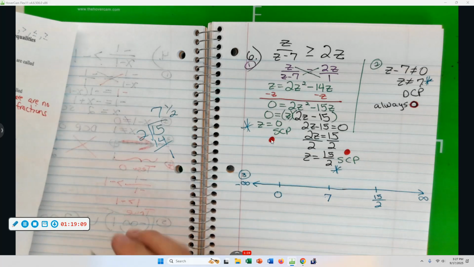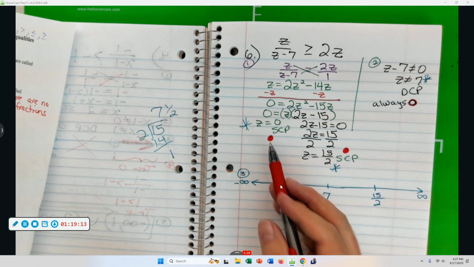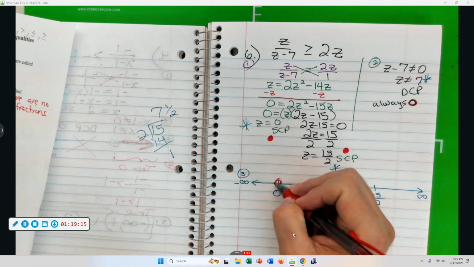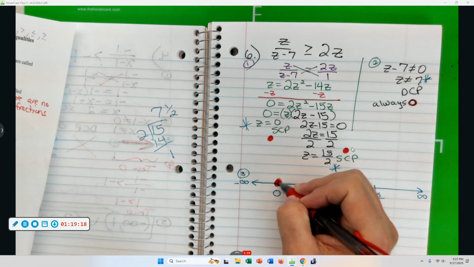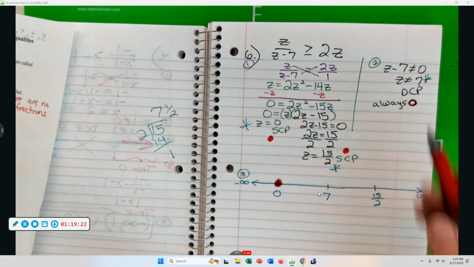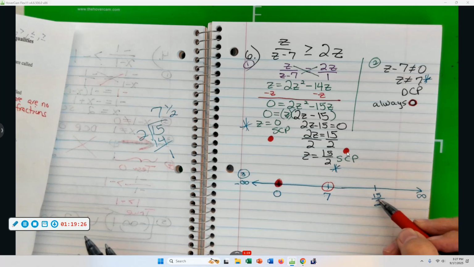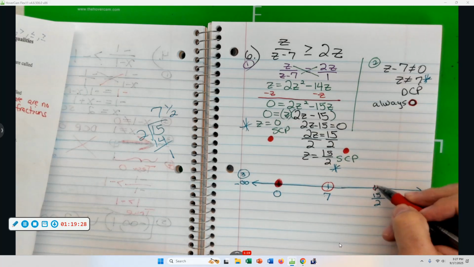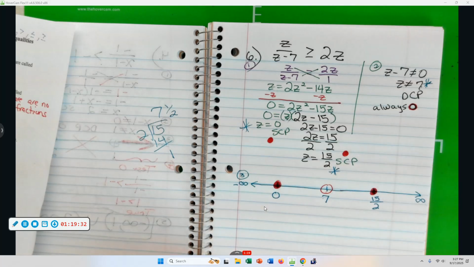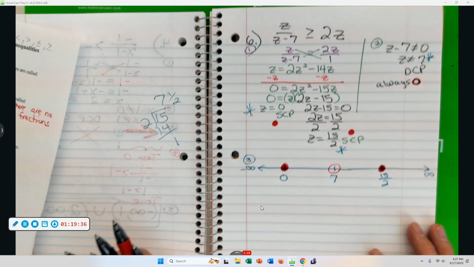Now let's label. How am I going to label 0? Open or closed? Closed. 7? Open or closed? Open. 15 halves? Closed. Remember the last time I said you'd have open and closed circles on the same number line sometimes, and we certainly have that.